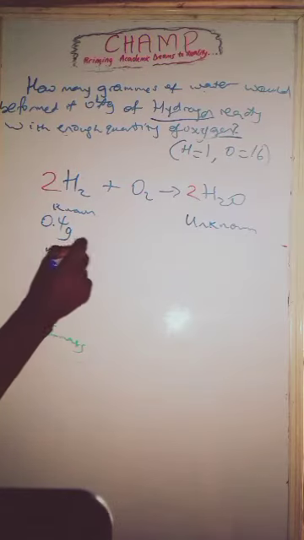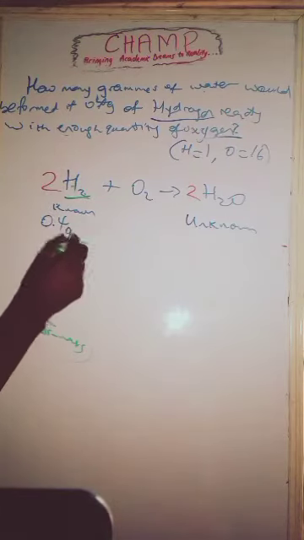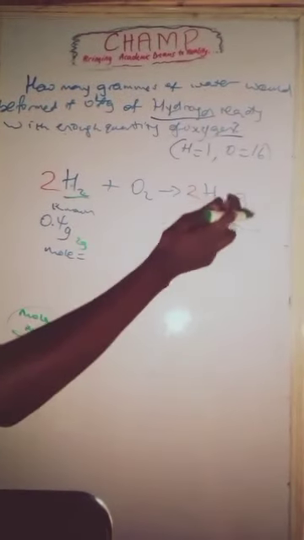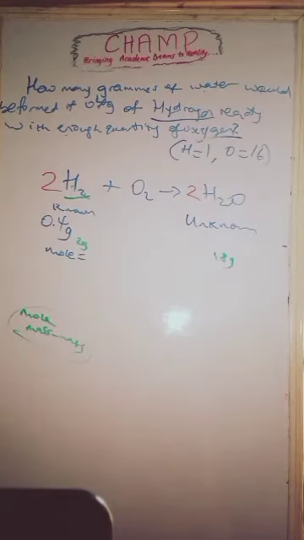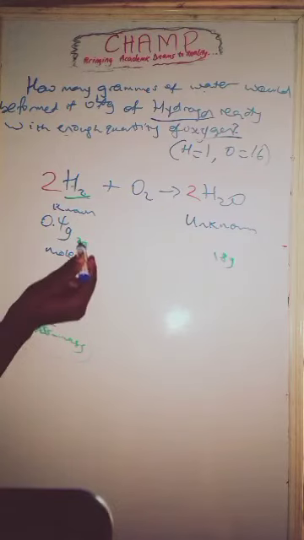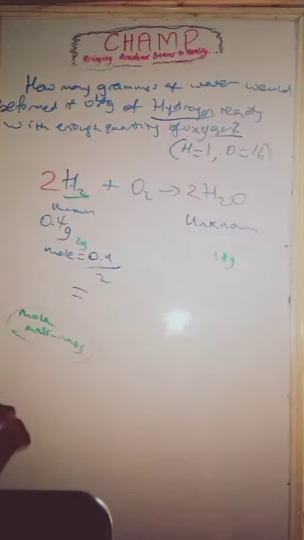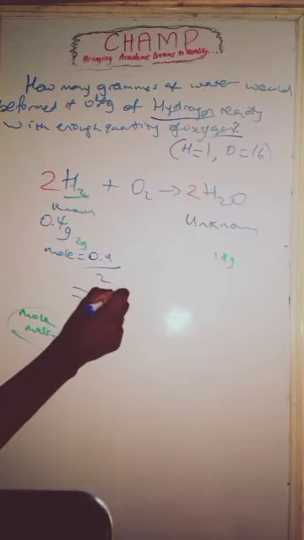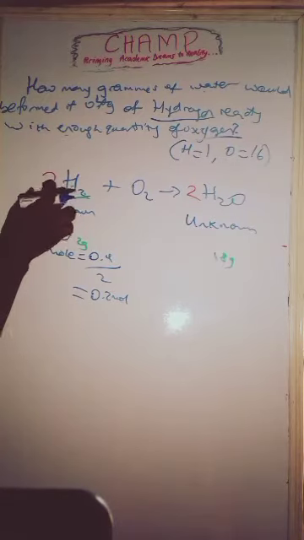Mole is equal to mass over molar mass, right? What's our molar mass? Let's get our molar mass. What's the molar mass for hydrogen? Hydrogen, that's what? 1 times 2, that's 2 gram. What's the molar mass for water? 1 times 2, 2 plus 16, that's what? 18 gram. That's that of water. So if you want to use the mole method, you can just say mole is equal to mass over molar mass. Mass is 0.4 over molar mass 2. 0.4 over 2, that's what? 0.2 mole.